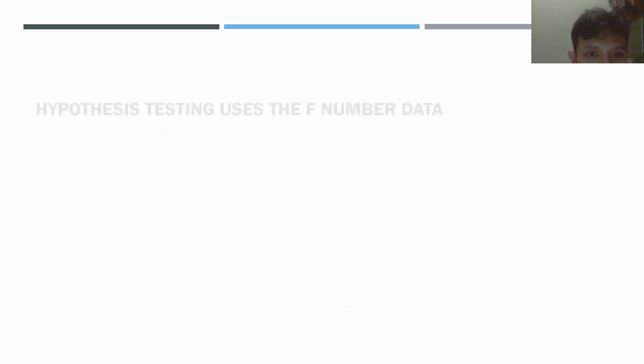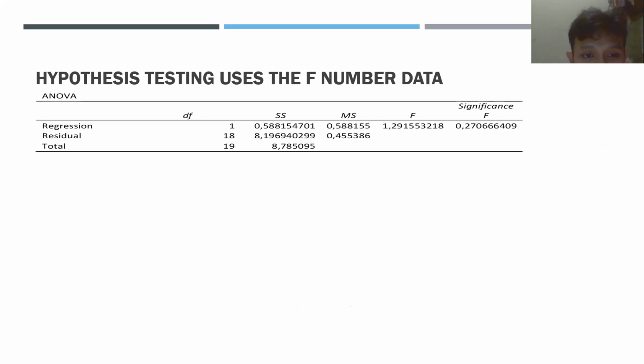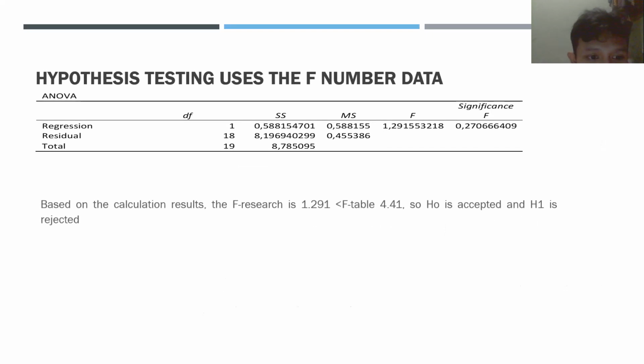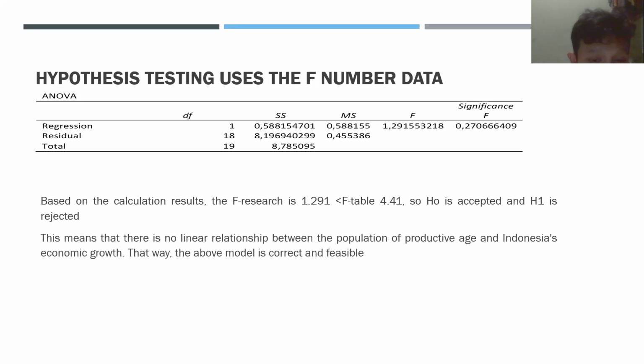And the next, I use hypothesis testing, using the F number data. The data is that, and based on the calculation results, F research is 1.291, which is compared to the F table, so H0 is accepted and H1 is rejected. This means that there is no linear relationship between the population of productive age and Indonesia's economic growth. That's why the above model is correct and possible.